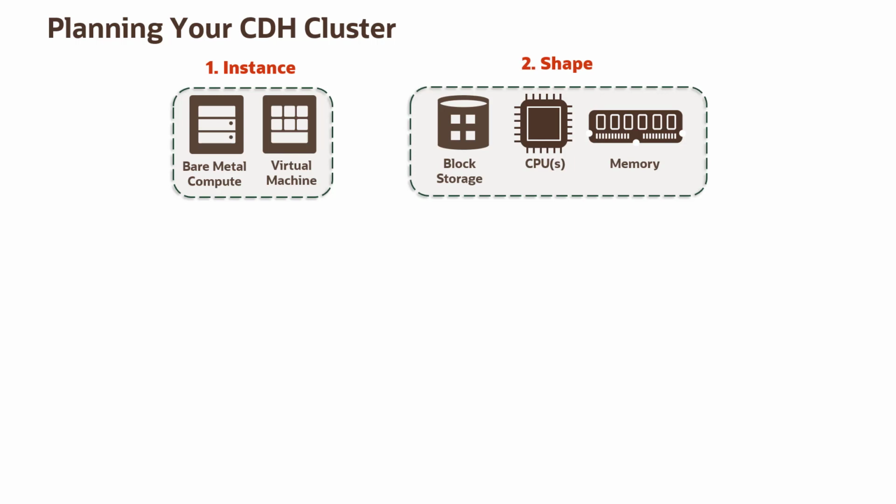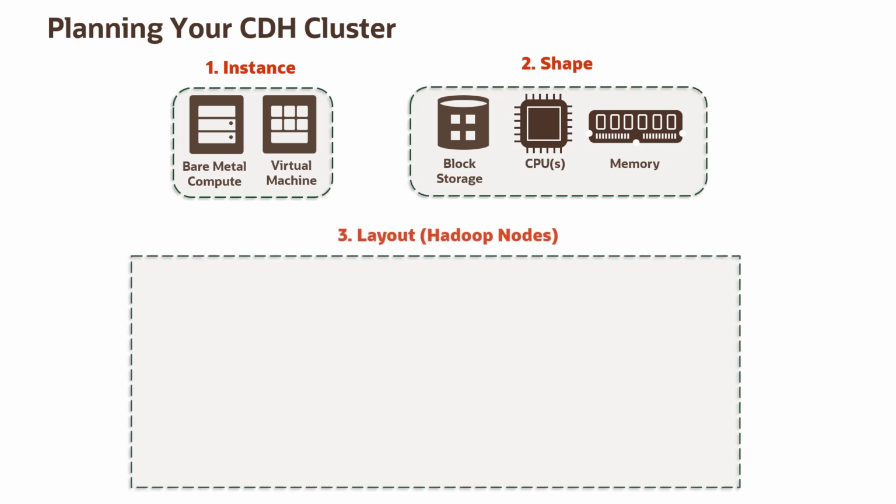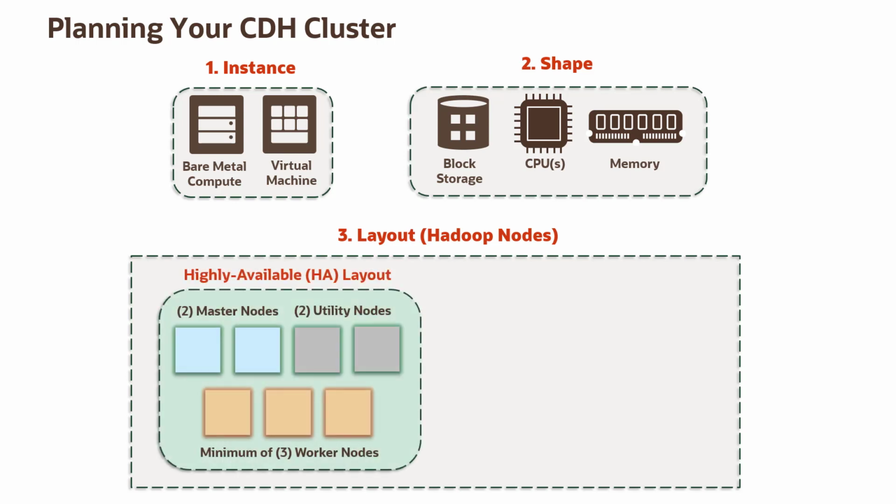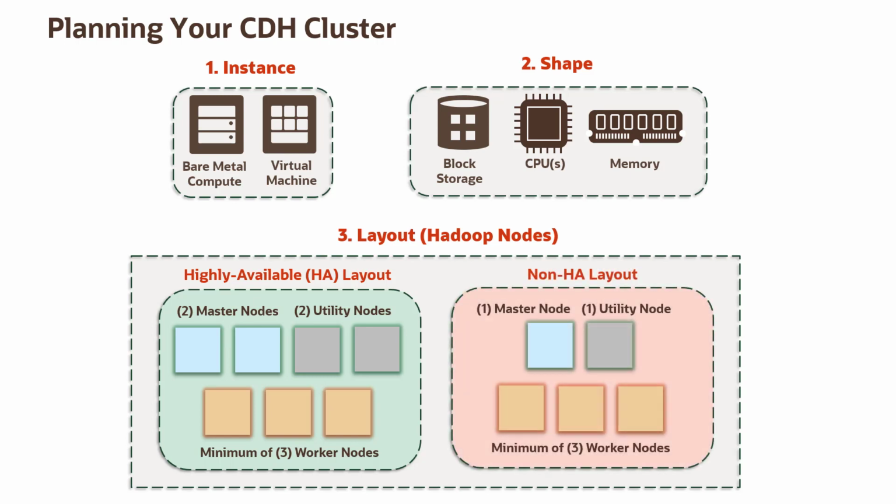Next, you select shapes for the Hadoop master, utility, and worker nodes. The shape determines the number of available CPUs, memory, and type of storage, among other resources. For layout, a cluster can either be highly available, HA, or non-HA. Use HA clusters for production environments for resiliency and to minimize downtime. Use a non-HA cluster for developing applications and testing functionality at a minimal cost.